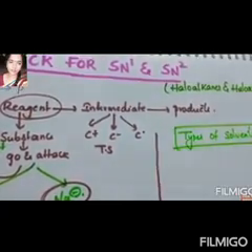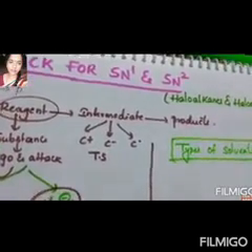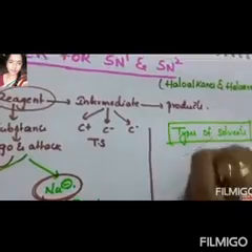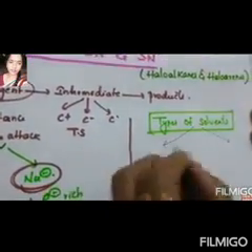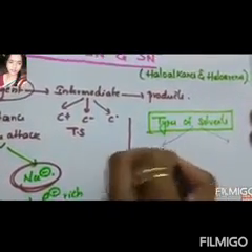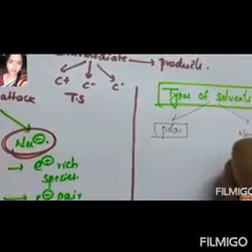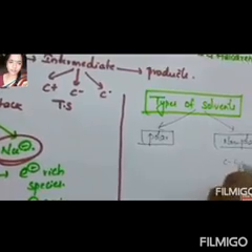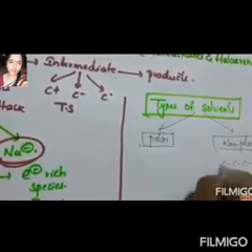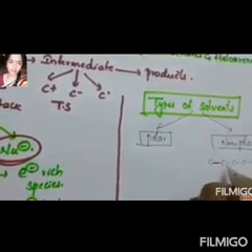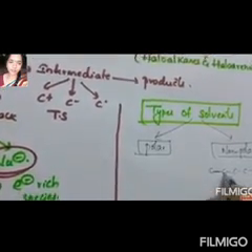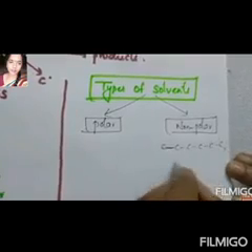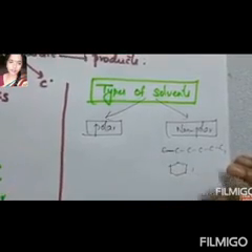First, the types of solvent we are going to see. Based on its polarized nature, we can classify that into two: one is polar and another one is non-polar solvent. For non-polar solvent, we just write the examples hexane, cyclohexane or benzene. These are some of the examples for non-polar solvents.